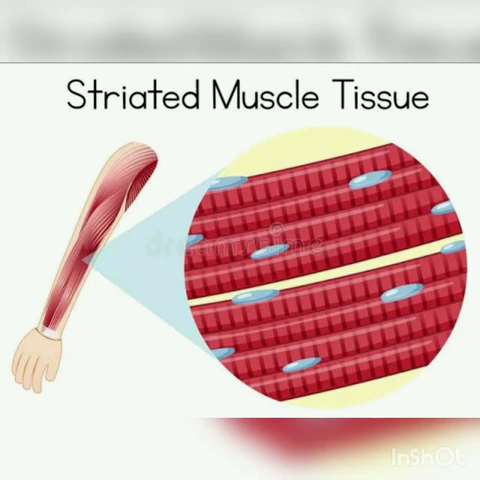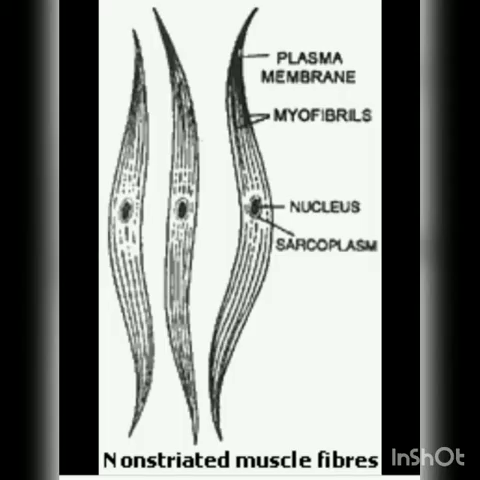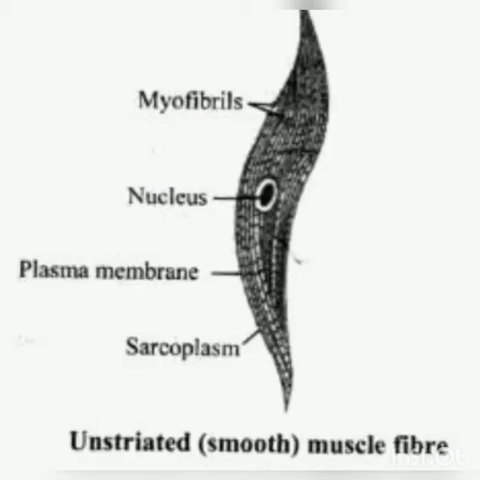Second one is the smooth muscle fiber. Smooth muscle fiber tapers at both ends and does not show any striations. There will be no striations, it will be smooth. They taper at both ends. Cell junctions hold them together and they are bundled together in a connective tissue sheath.